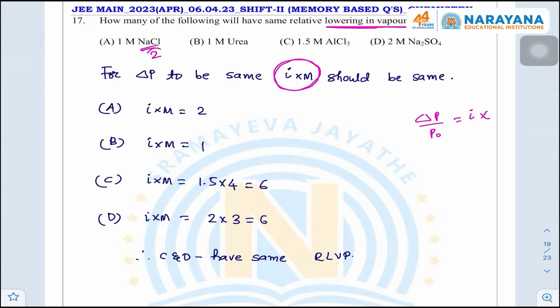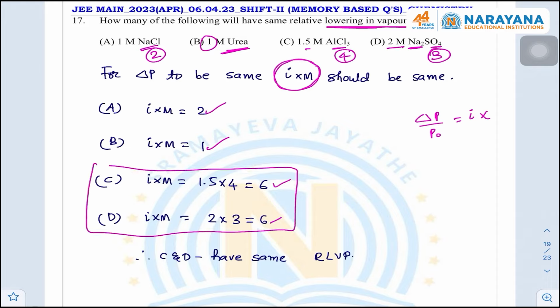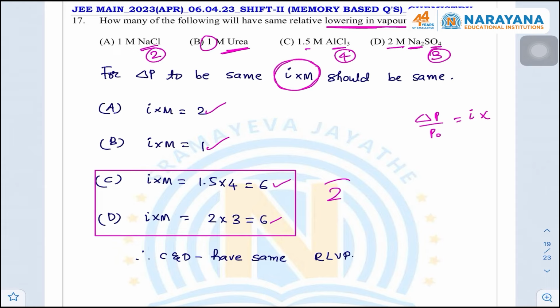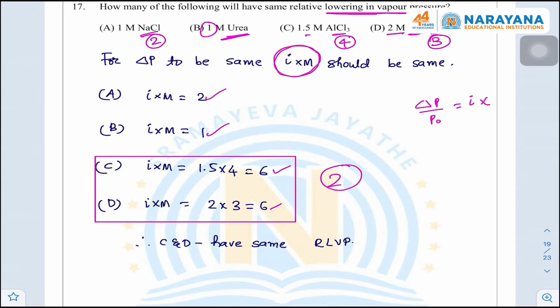So i of NaCl is 2, it can produce 2 particles. So concentration of particles is 1 into 2, 2. Urea does not dissociate, is not an electrolyte. Concentration of particles is 1 molar. AlCl3 will produce 4 particles, 1 Al3+ and 3 Cl-. Net concentration of particles will be 6, 1.5 into 4. Na2SO4 will produce 2 Na+ and 1 sulfate, particles will be 3 and 2 molar, 6. So these two will have the same concentration of particles and produce same relative lowering of vapor pressure.